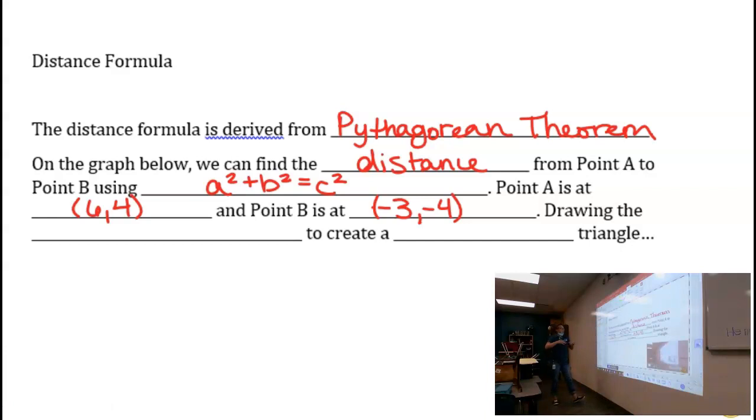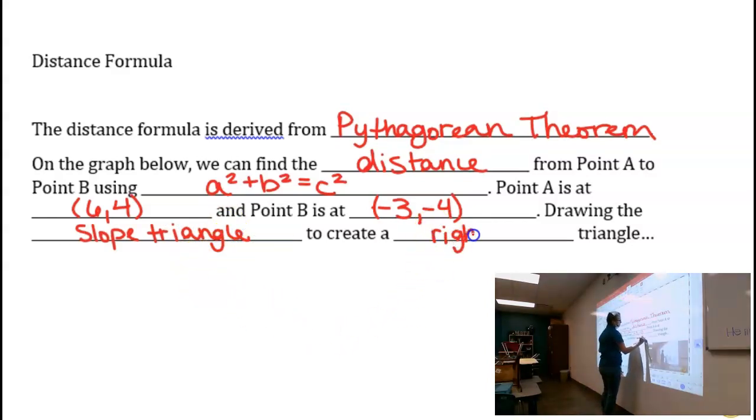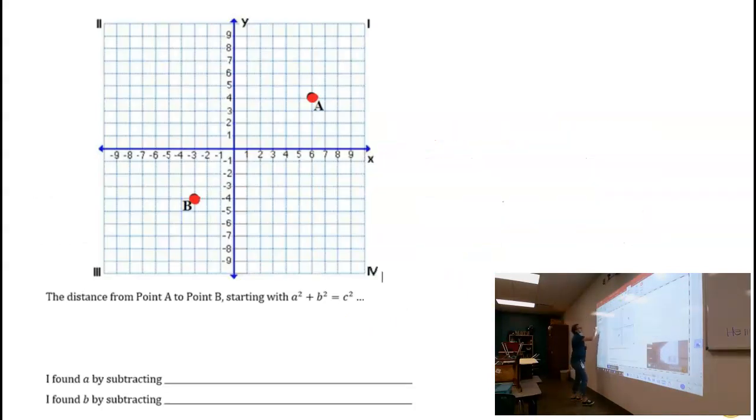Once you have your ordered pairs written down, you're going to draw the slope triangle to create a right triangle. Remember that the slope triangle is drawn by doing rise over run. So on my graph, if I start at my left point and I rise up until I'm level with the next point, and then I run all the way over to it, perhaps I need to draw a line segment from A to B, I now have a nice pretty right triangle.